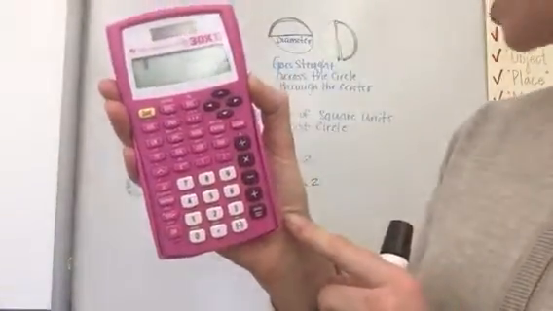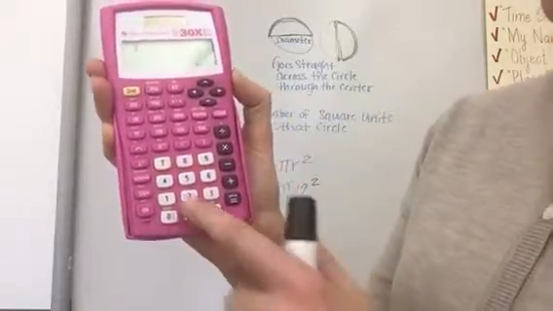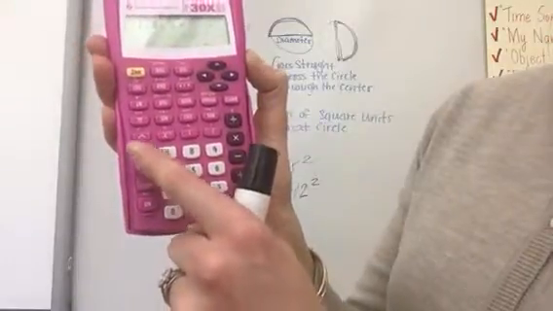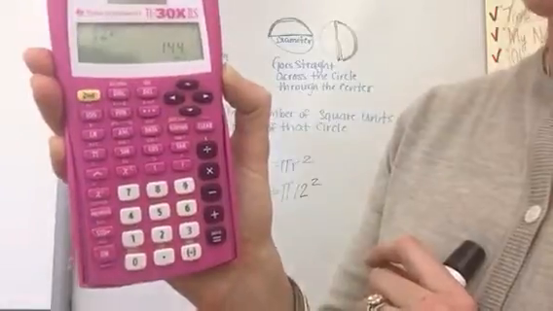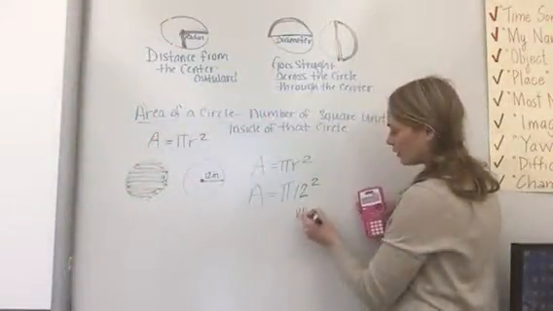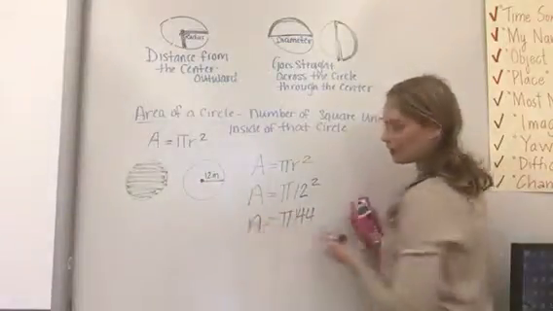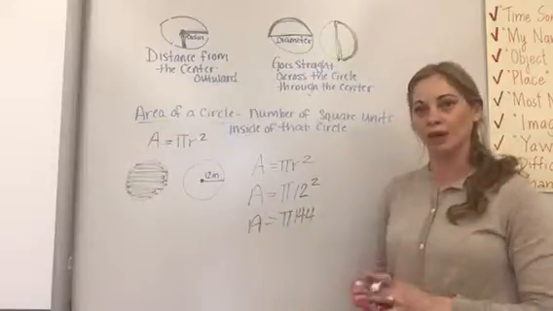What I'm going to do is I want to know what 12 times 12 is. So I'm going to hit 12, and then this icon here, which is x squared, and then the equal sign. That gives me an answer of 144. I'll go back into my formula and write 144, bring down my pi sign, and my A equals. Always rewriting my formula to help me keep track of my work.